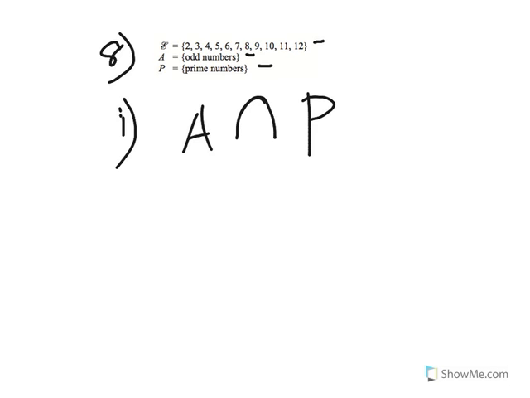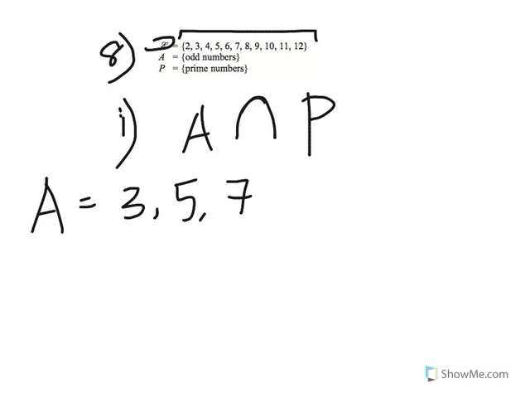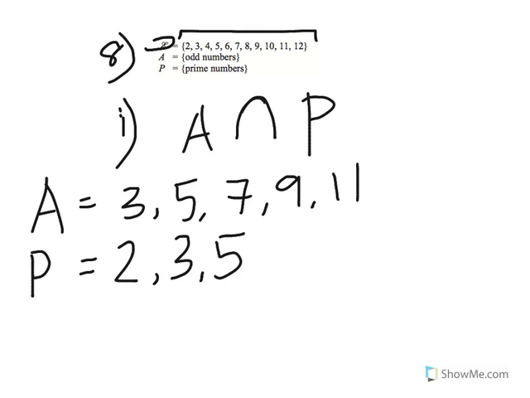So we have to first look at what numbers could be in A. So in A are odd numbers, right? But these odd numbers have to be within a range of this, right? Because that's the total set. Okay, so the odd numbers that could be in A could be 3, 5, 7, 9, and 11. Now the prime numbers in P could be 2, 3, 5, 7, and 11.